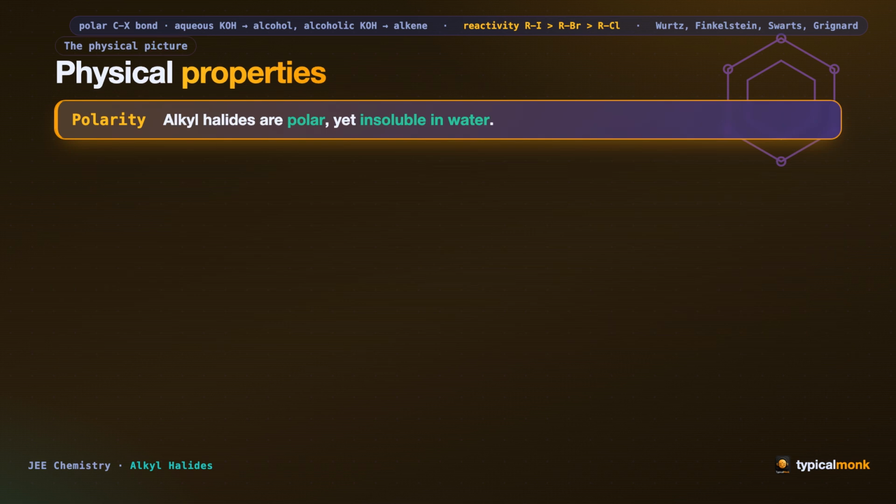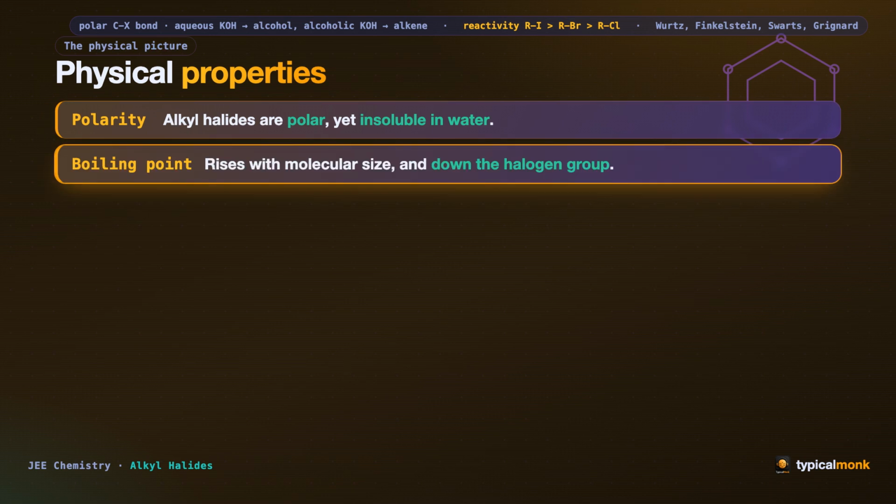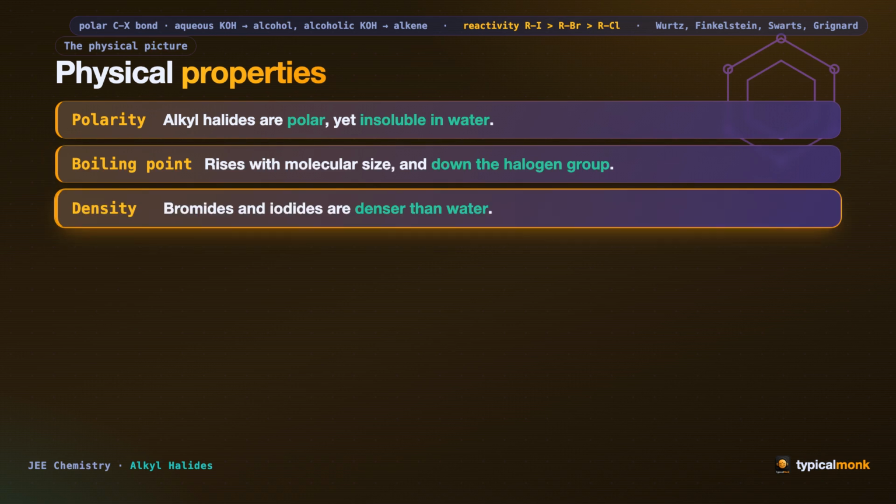Now the physical picture. Polarity: alkyl halides are polar and yet they are insoluble in water. Boiling point: it rises with the molecular size and also down the halogen group. Density: the bromides and the iodides are denser than water.